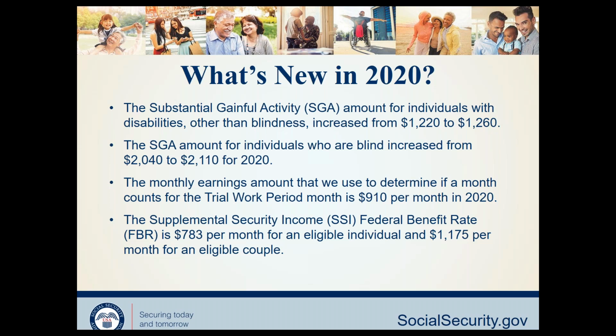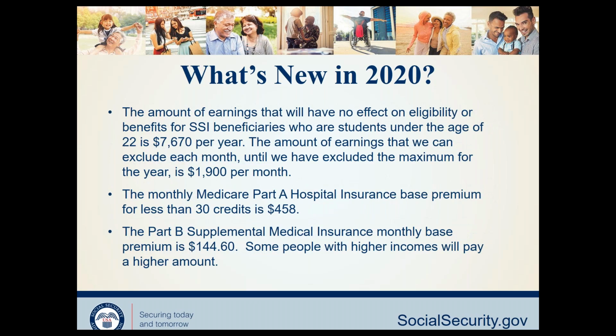The amount of earnings that will have no effect on eligibility for benefits, or benefits for SSI beneficiaries who are students under the age of 22, is $7,670 per year. The amount of earnings that we can exclude each month, again just for those students under the age of 22, the maximum amount for this year is $1,900 per month.